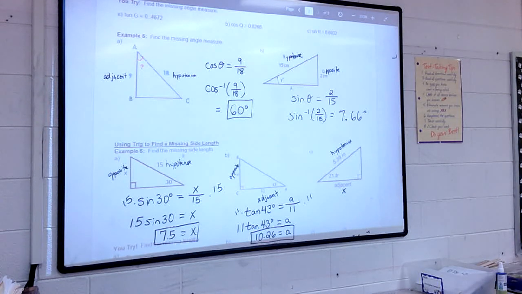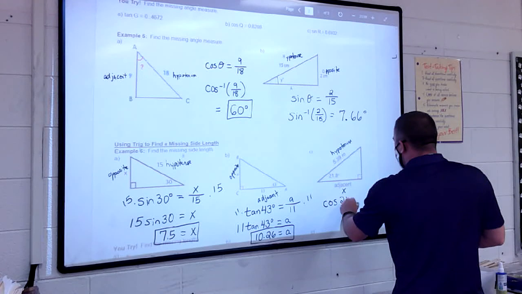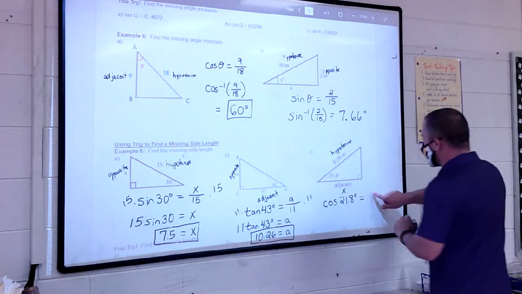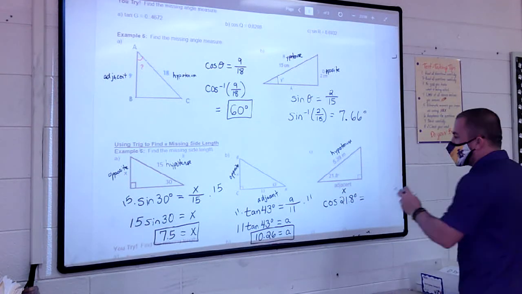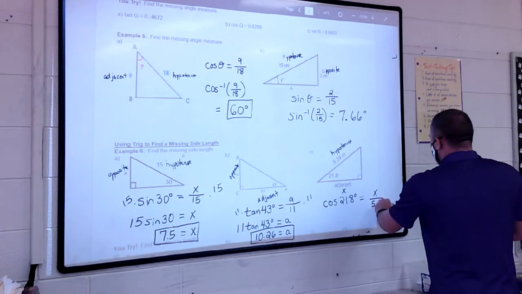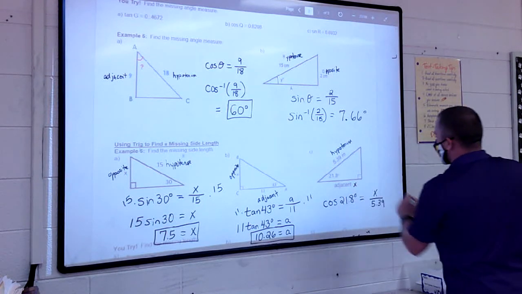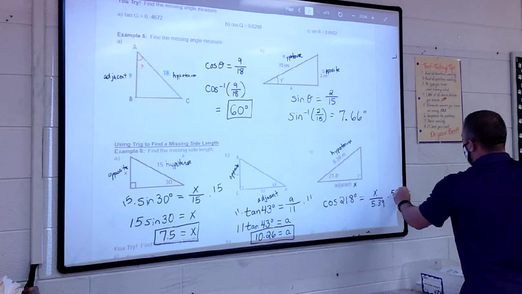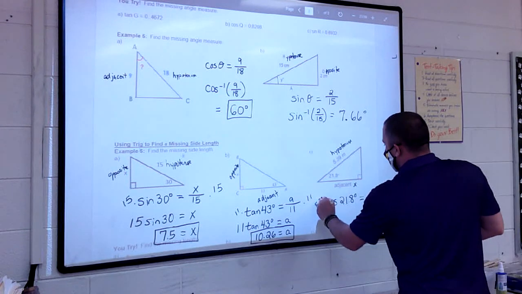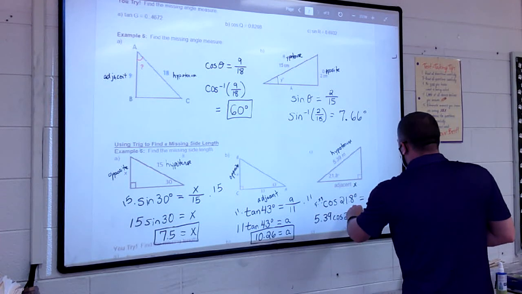We already did one for sine and one for tangent, so y'all should have known one was coming for cosine. So we got the adjacent and the hypotenuse, so we're going to use cosine. So cosine of 21.8 degrees is equal to adjacent over hypotenuse. So that's going to be x over 5.39. If I want to solve for x, I'm going to multiply by 5.39 to both sides. So I get 5.39 cosine of 21.8 degrees equals x.